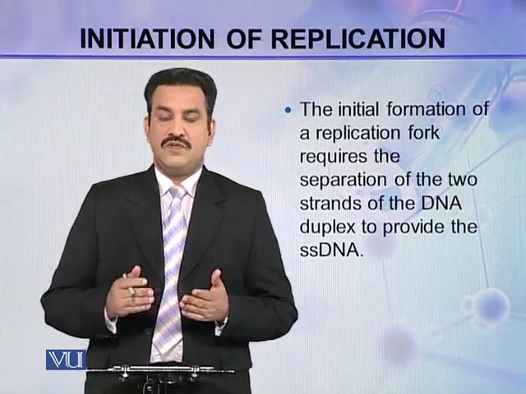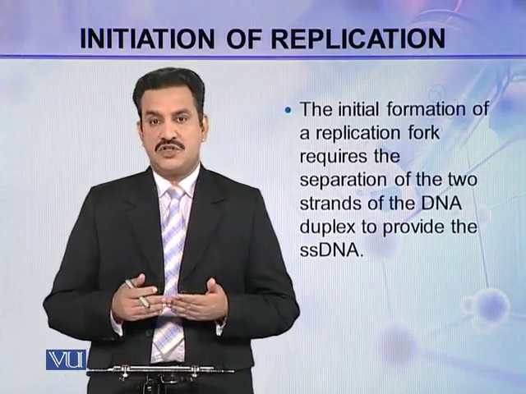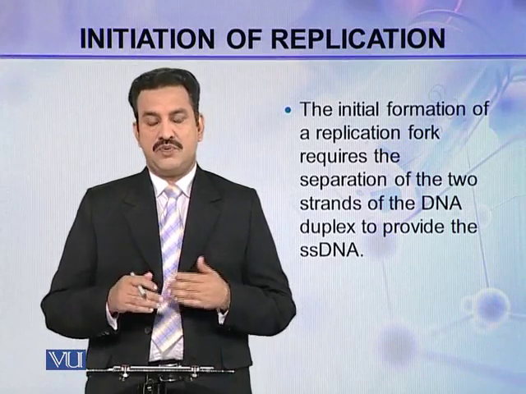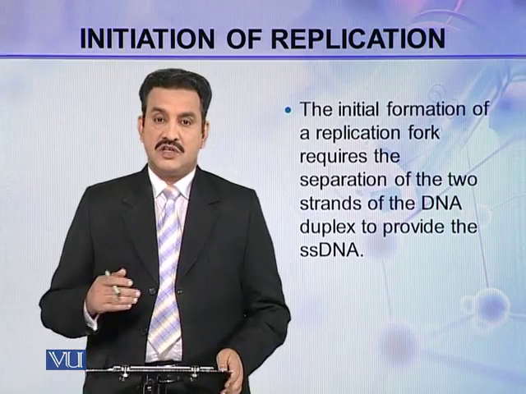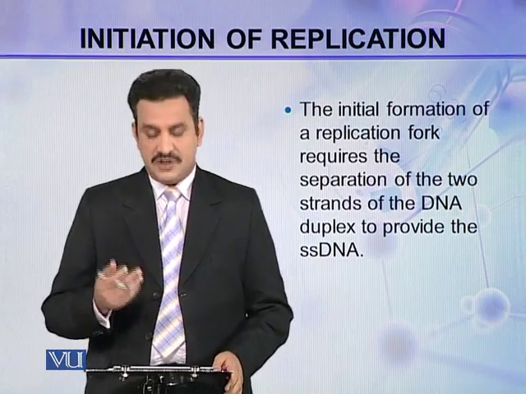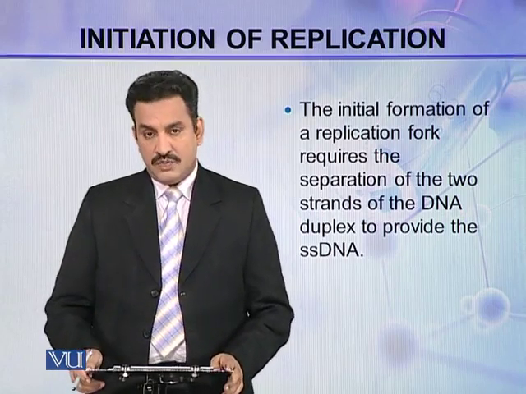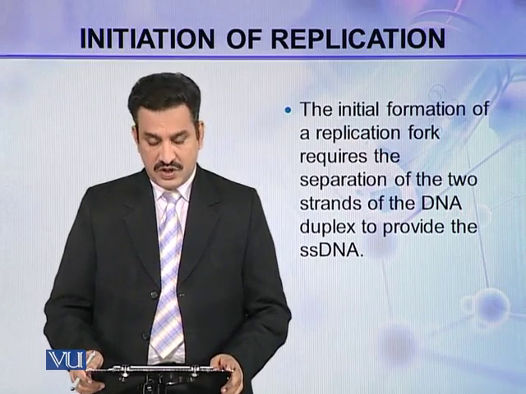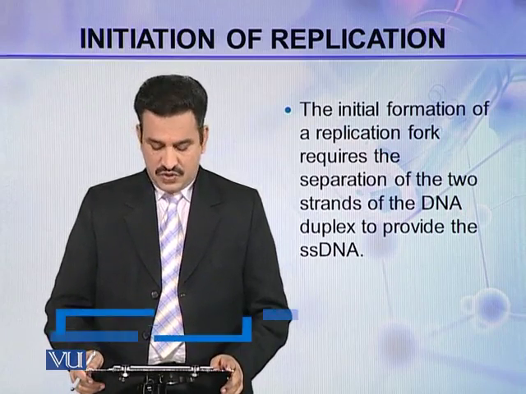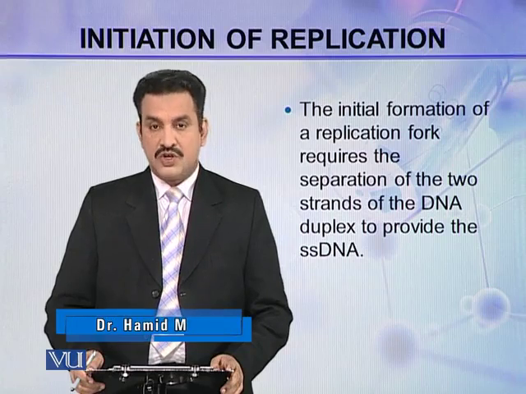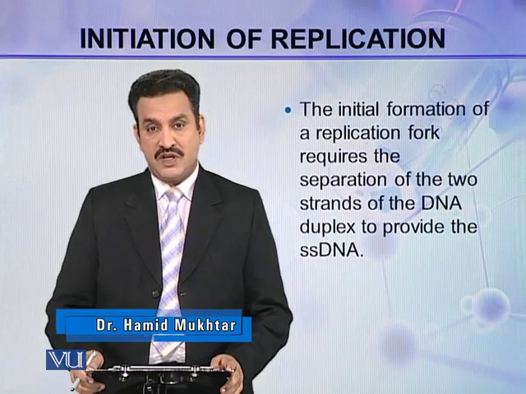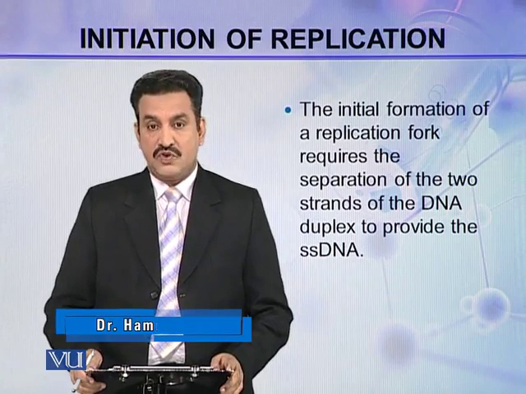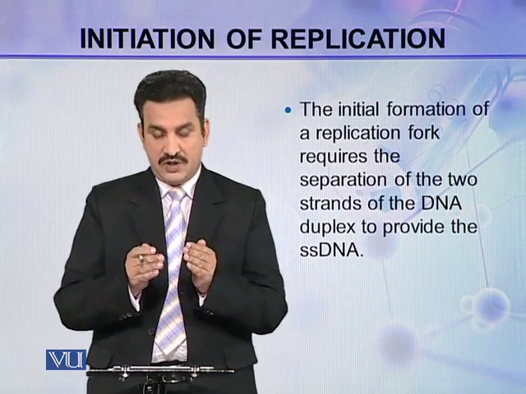So up till now you have seen different events that take place during the process of replication. Let us see how this replication is initiated. So the initial formation of a replication fork requires the separation of the two strands of DNA duplex to provide the single-stranded DNA. So the first step in the replication is the formation of replication fork.